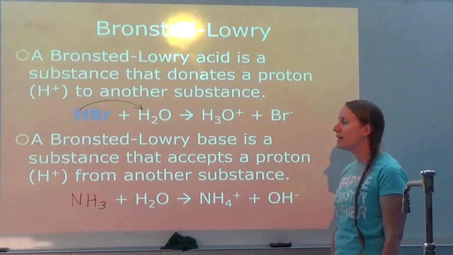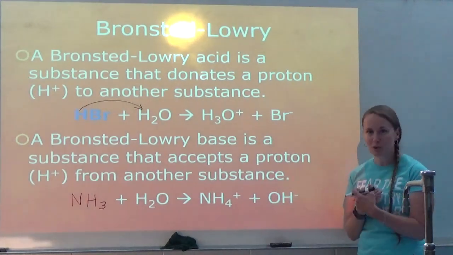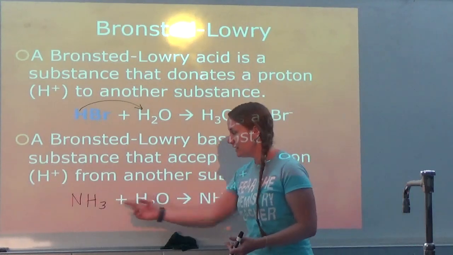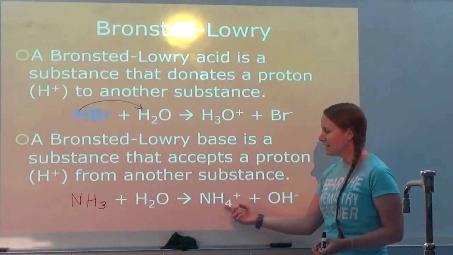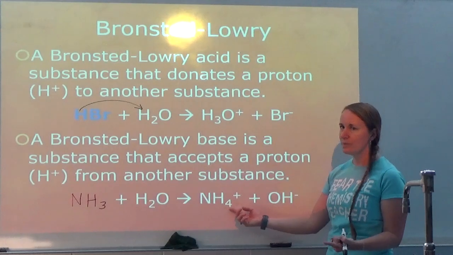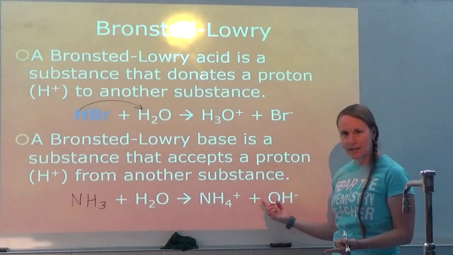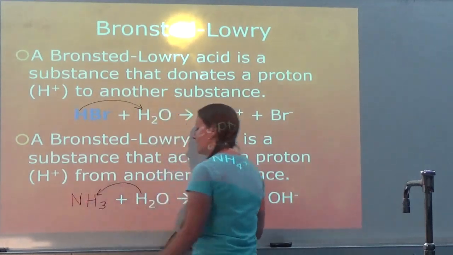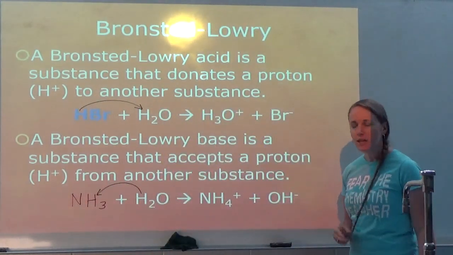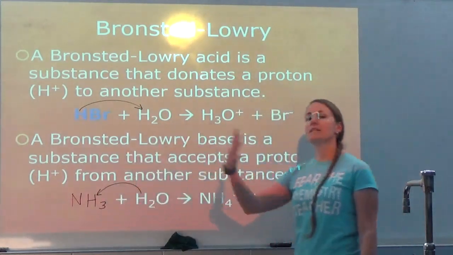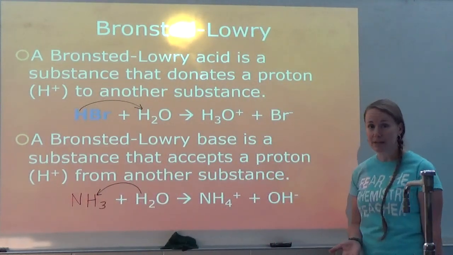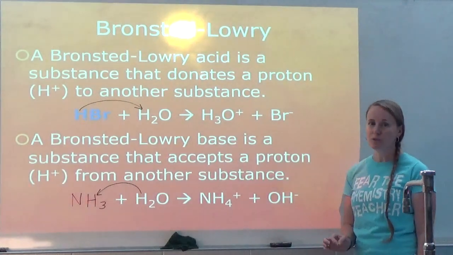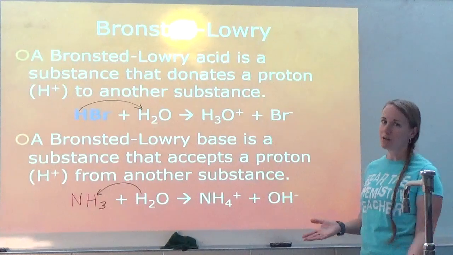So a Bronsted-Lowry base is a substance that accepts the proton or H plus from another substance. So let's say we have NH3 and H2O. Well, on this side, it becomes NH4 positive and OH negative. So what happens is water gives the NH3 one of its hydrogens. So in this case, NH3 is accepting a hydrogen, so it's a base. And I will go ahead and tell you one of the most common weak bases that we'll use is NH3. So you might just want to commit that one to memory.